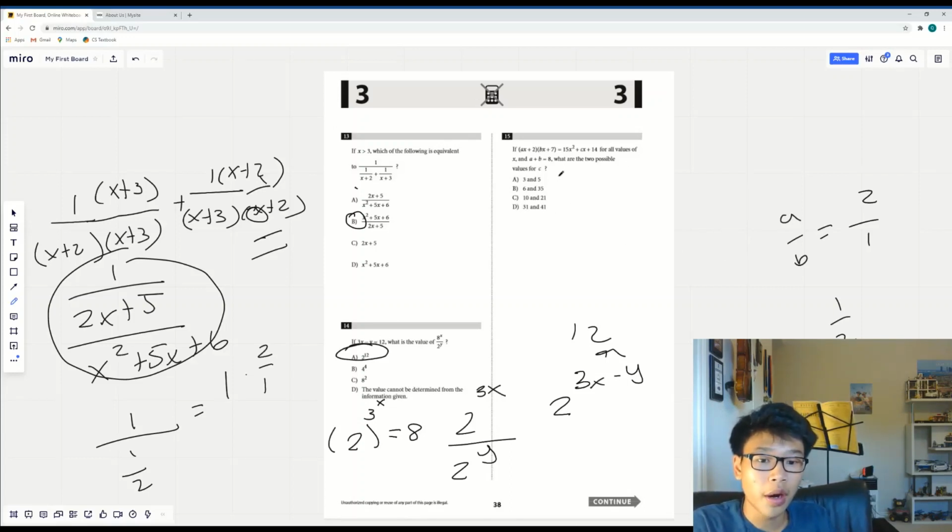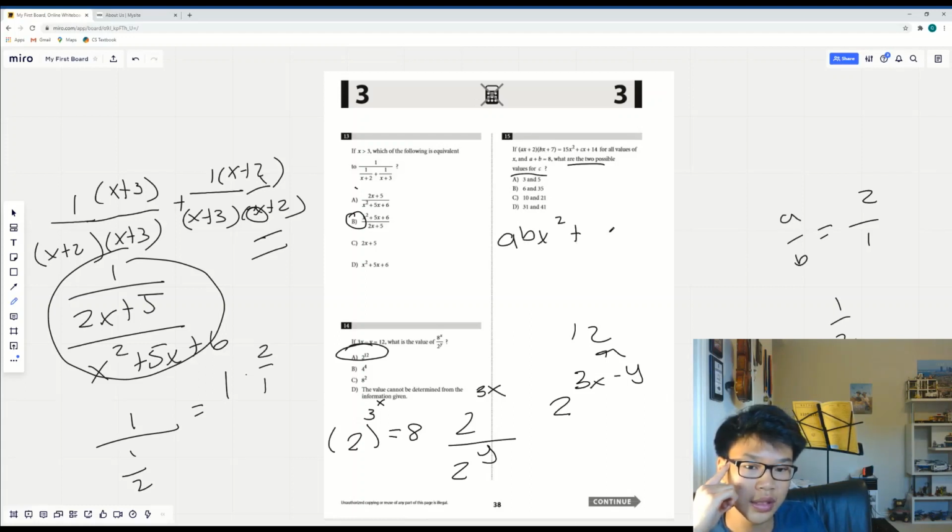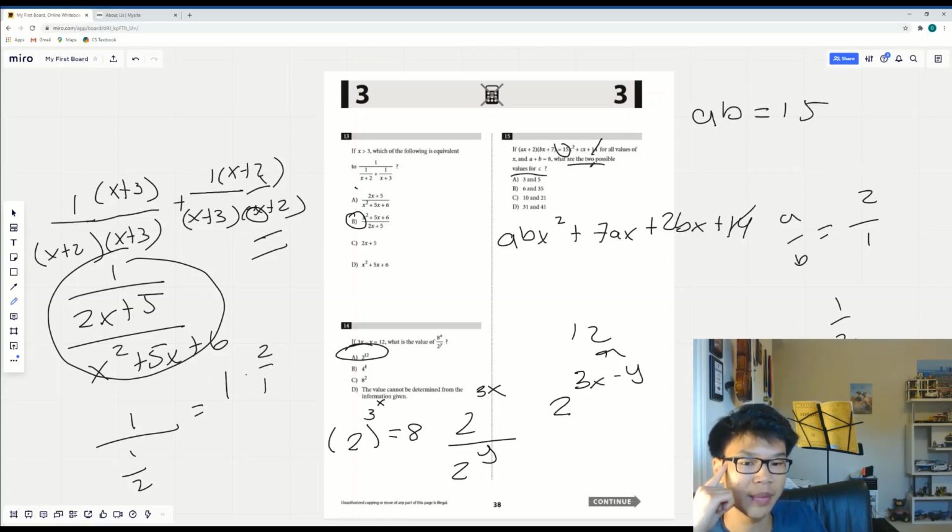What are the possible values of C? Okay, I'm going to multiply this together and see what happens. ABx squared plus 7Ax plus 2Bx plus 14, okay? Equals that. The constants will cancel out. And we know, okay, since this is the only x squared term, AB must equal 15. So AB equals 15. It says A plus B equals 8.